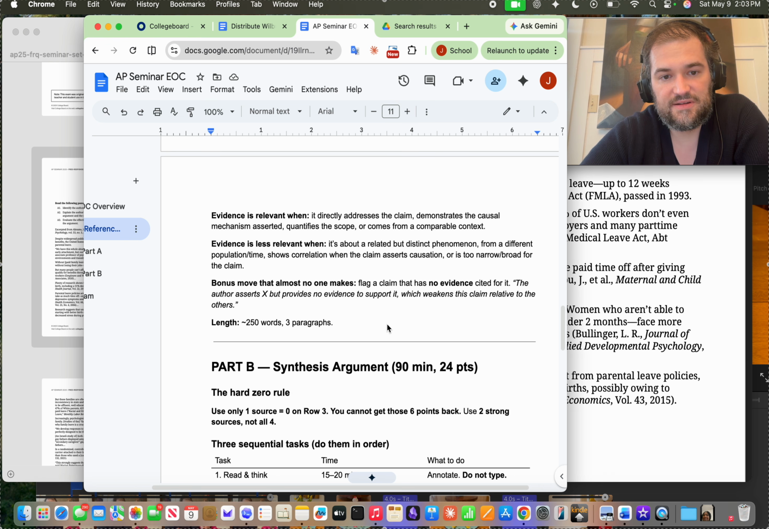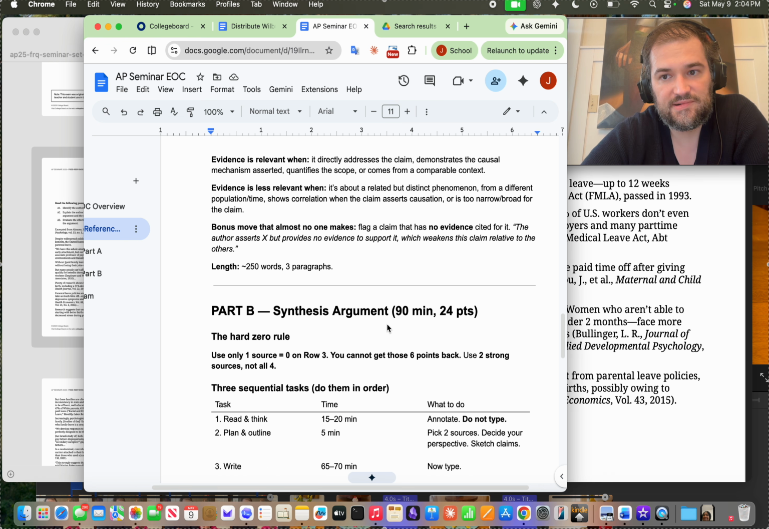When I say paragraphs here, like for part A, 3 paragraphs or 2 paragraphs, I don't mean a 5-sentence paragraph. I just mean write a chunk of text, a sentence or 2, then go to the next chunk. Just separate them so they see that you are addressing different pieces of evidence.